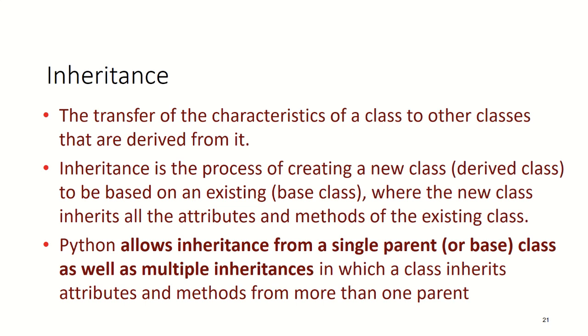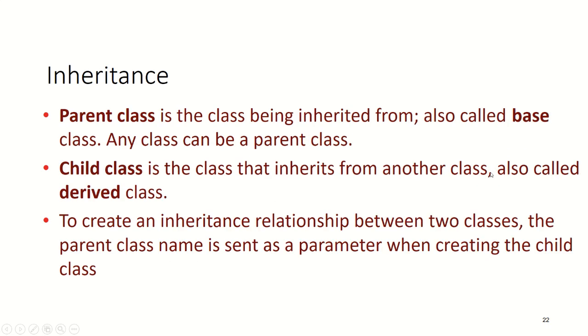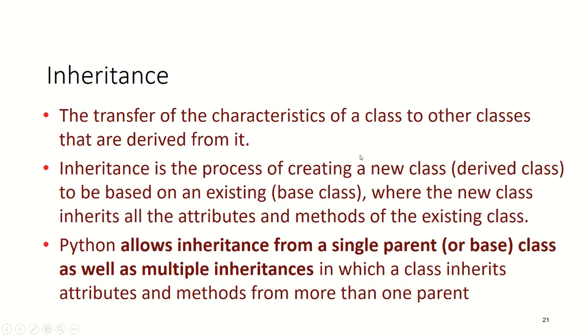Maybe the nose which is sitting upon our face is from our mama, right? Maybe from our parents, maybe from our grandparents. So we inherit like that. So the transfer of the characteristics of a class from one class to another class is called inheritance. Inheritance is a process of creating a new class. The new class which is created from the parent class is called a derived class. So you have a parent class, and from the parent class you can have a derived class, and the parent class is called a base class.